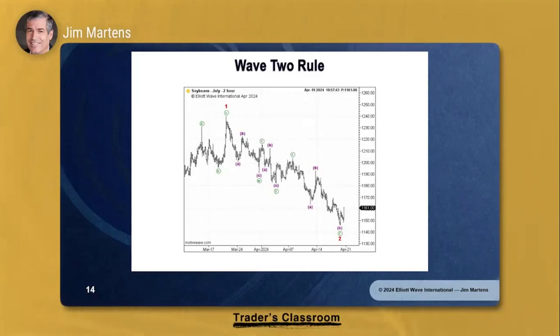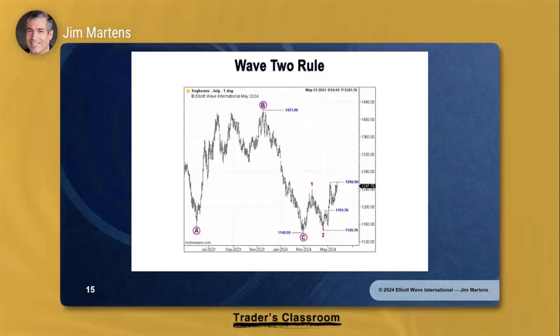Remember, second waves can retrace up to, but no more than 100% of wave 1. The end result was as expected. After a corrective setback, July beans rallied to a new high, and it did so in 5 waves, as you can see here. Again, I often refer to this as the wave 2 rule.